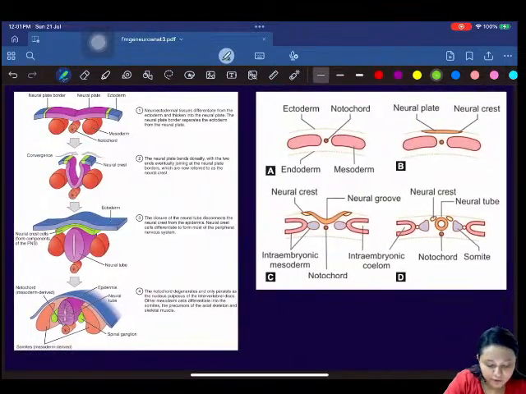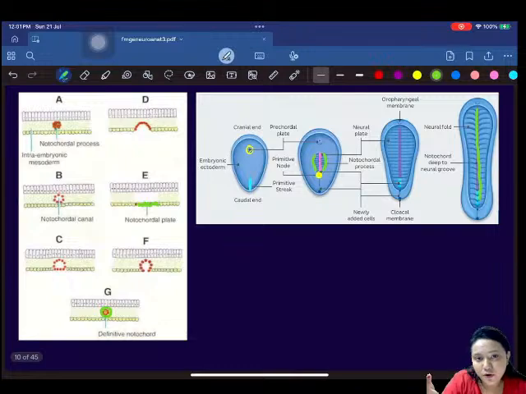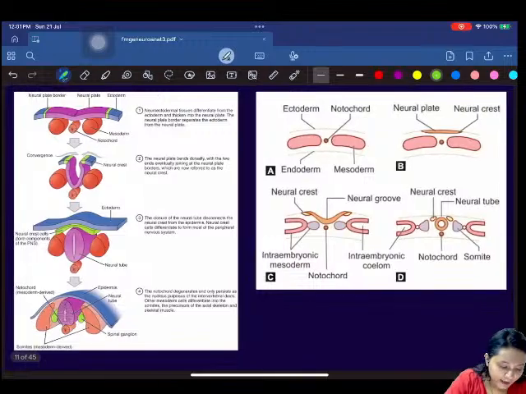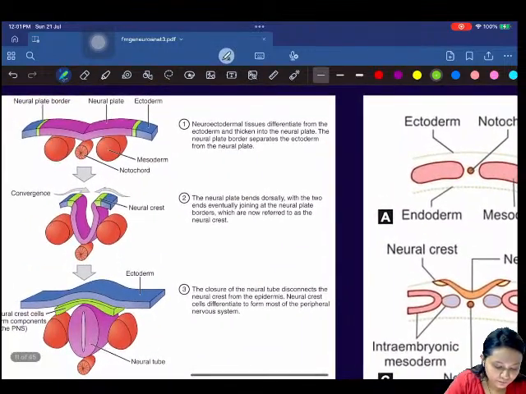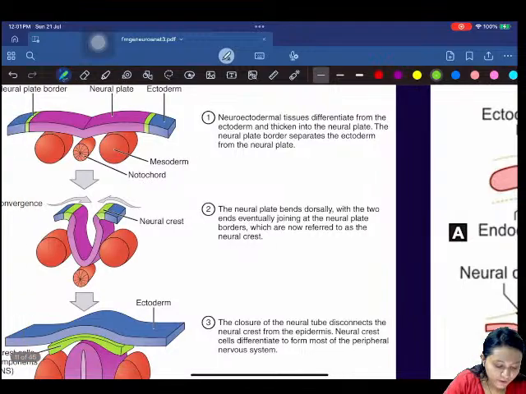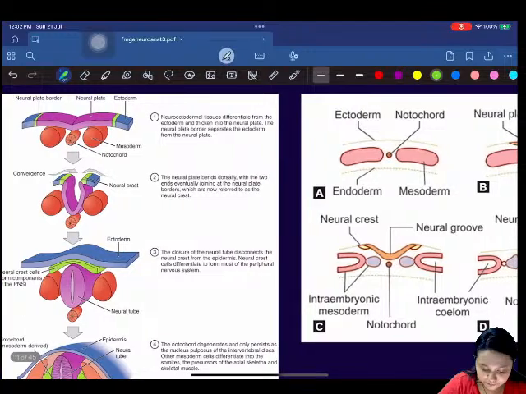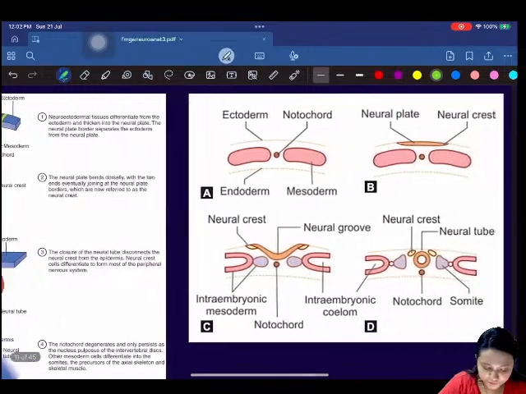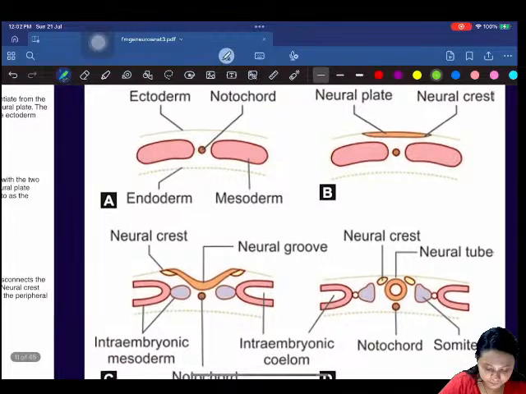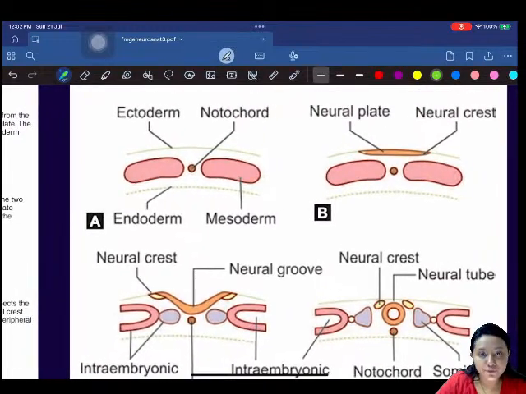Now till this much we know that the neural plate is formed and the notochord is formed. Now simultaneously, what happens? Let us see this image first. Now we want to see how the neural tube is formed. So we have already studied how the notochord is formed. Now we are going to the neural tube. Any doubt? You can ask in the chat.